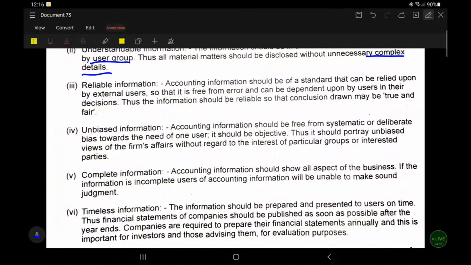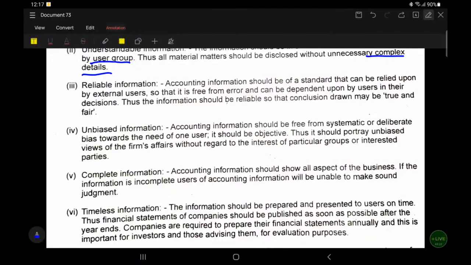Then you also have reliable information. If something is reliable, meaning that we can depend on it, right? So the information should be reliable in the sense that users of accounting can depend on it, meaning that it should be free from any errors and biases. Should be free from any errors so that if users are to make decisions, they are making decisions because they think they have gotten the right information. So reliable here means that it should be free from any material errors and biases.